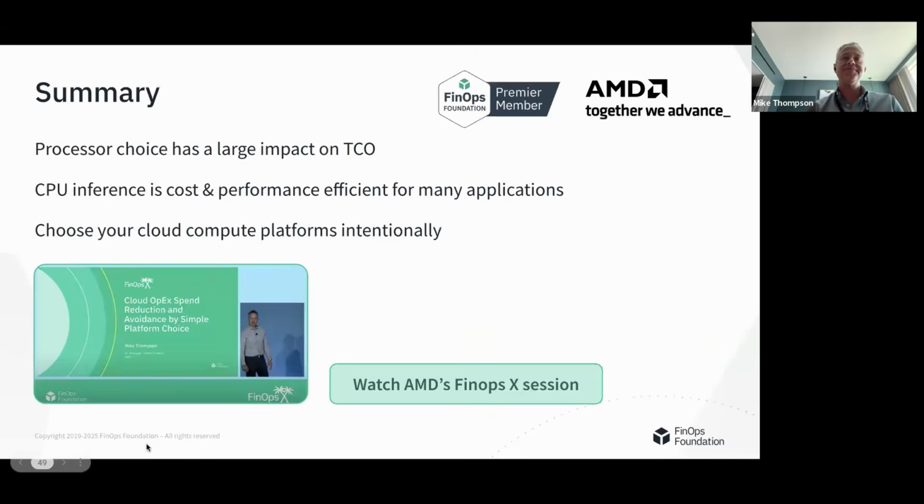So next slide. Processor choice has a large impact on your total cost of ownership. Take some pause and consider that if you're only looking at the hourly rental rates for your cloud instances or VMs, you may be being a little bit short-sighted. CPU inference is cost and performance efficient for many applications, and so please choose your cloud platforms intentionally and wisely.